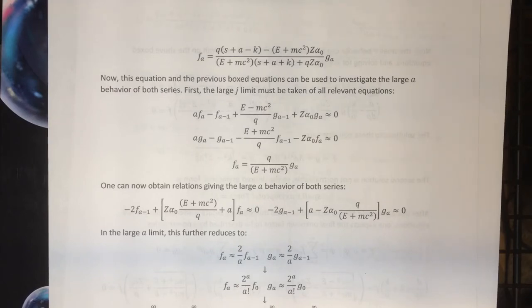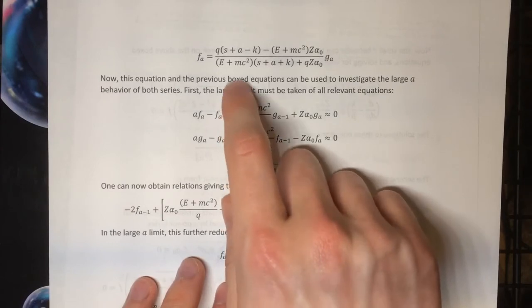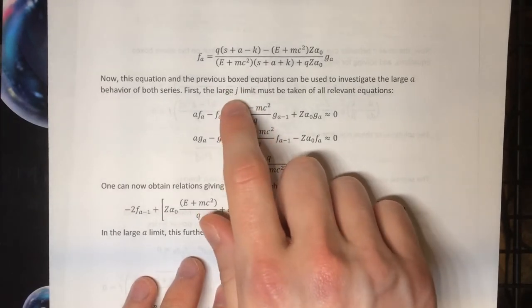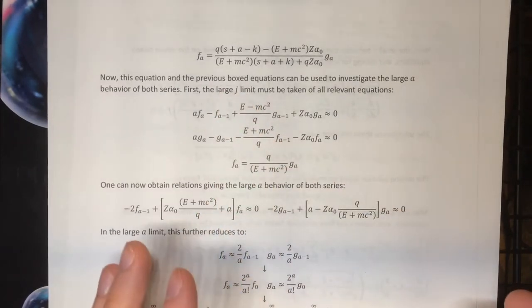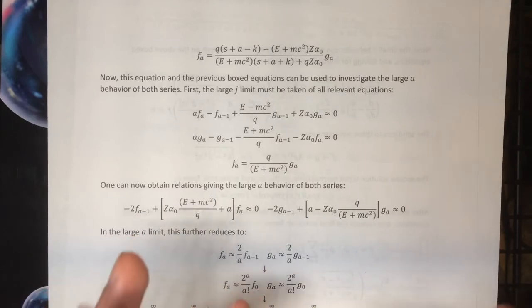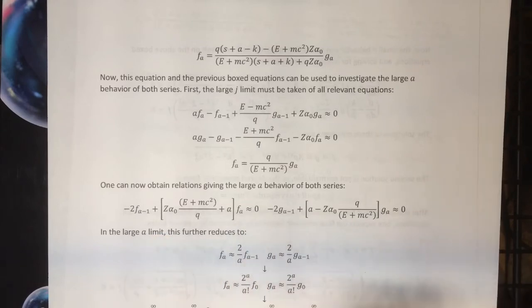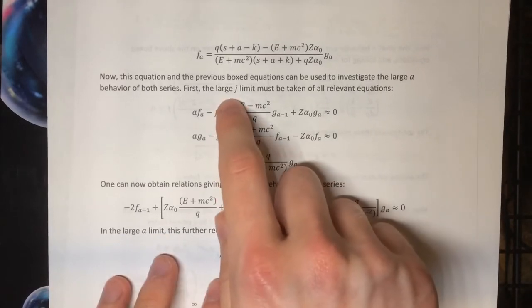First, wait, that's supposed to be A. I forgot to change J to A. Originally I was using J as the index, but J is usually associated with the total angular momentum, so I changed it, but I guess I missed one. So that's supposed to be A.